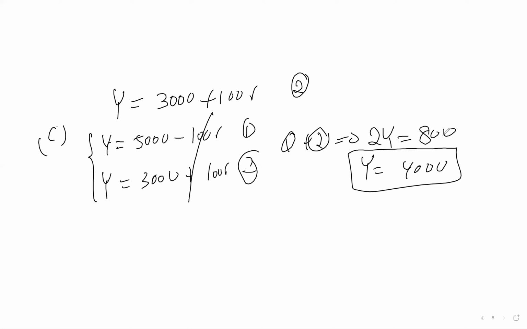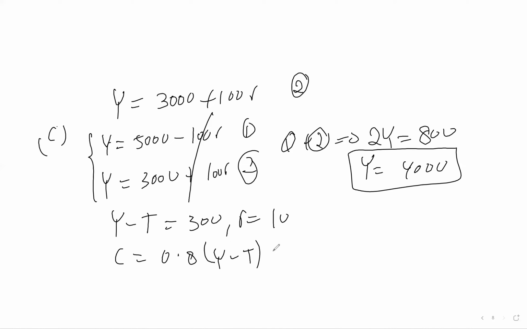So when you solve for y, it is very easy to calculate the others, because we saw that the taxes the government collects is 1,000. So y minus t is equal to 3,000, and then solving for r, r is equal to 10, and then consumption is equal to 0.8 times y minus t, and that is equal to 2,400. Same thing for investment. Investment will be equal to 800 minus 20R, and that is equal to 600.